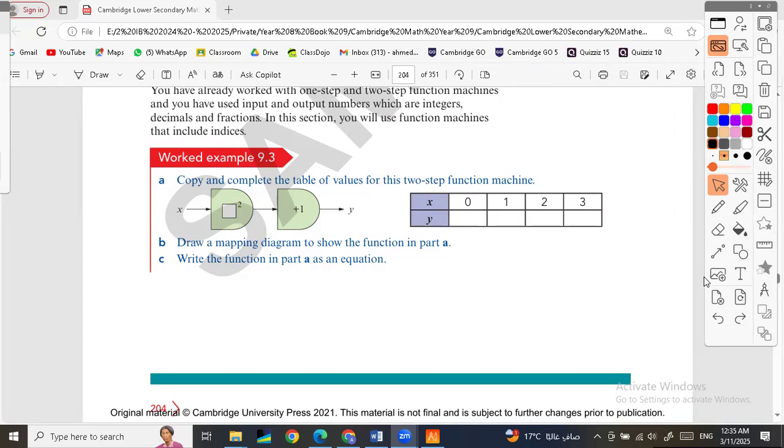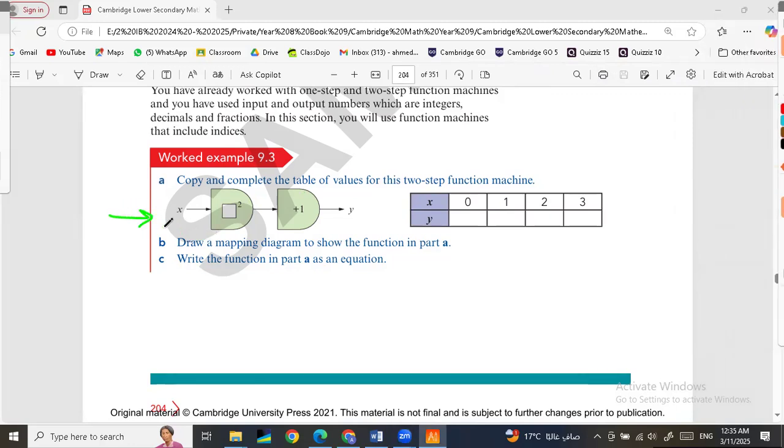In today's lesson, we're going to have a look at lesson 9.3, which is all about functions and the function machines. So here, as you see, I've got a function machine. This is how a function machine looks. I can represent the function in many different ways.